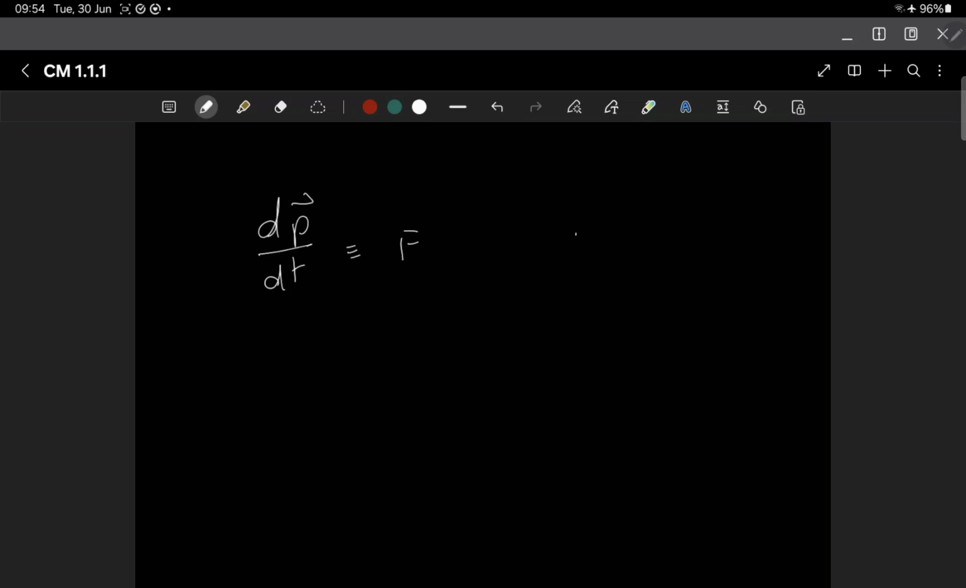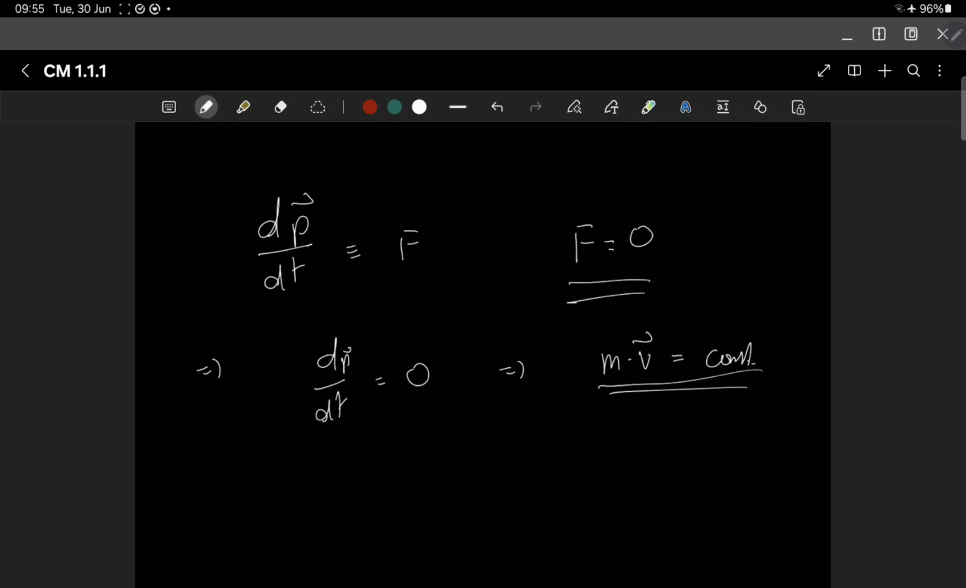So naturally, if F is equal to 0, then this implies that dp by dt is equal to 0, and this implies that m times v is equal to a constant, right? So what this basically means is that if the force is equal to 0, if there is no external force on any particle, then its momentum is going to be conserved. And conservation basically means that the momentum is constant, right? That's what it means. So this is called the conservation of linear momentum of a particle.